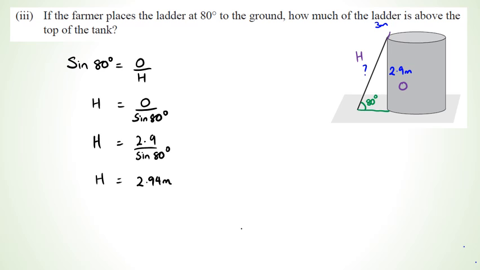Now what that means is that the ladder is 3 meters long, right? So that part from there to there is 2.94 meters. So to figure out how much of the ladder is above the top of the tank, you've got to go 3 minus 2.94, which gives you 0.06 meters above the tank.